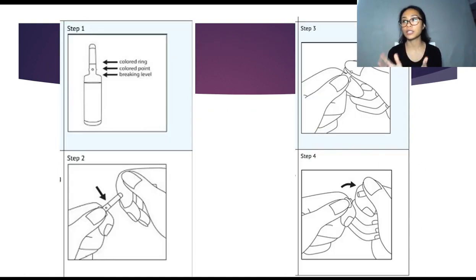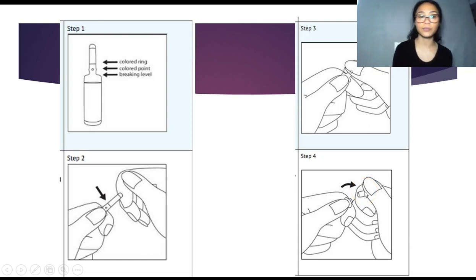This just shows you the different steps involved in cracking the glass vial open. You sometimes have a colored ring, but there's always an indicator dot, and the breaking level is underneath that. As you see in step 2, you can use the dot to show you where to hold the glass vial. You then place your other thumb, of your dominant hand, to crack open the top of the glass vial, and the top of the glass vial is what you place into a kidney dish.